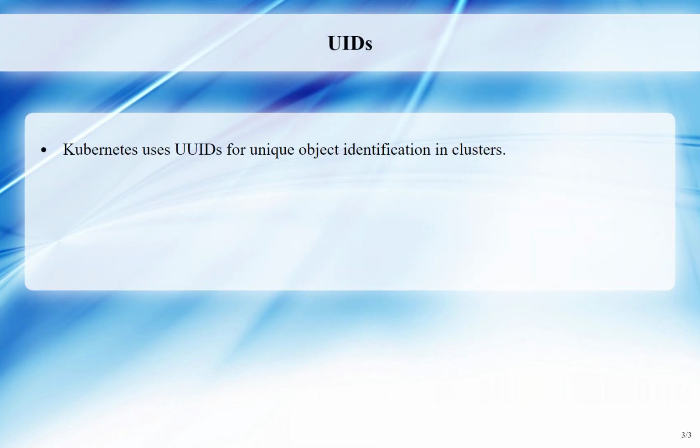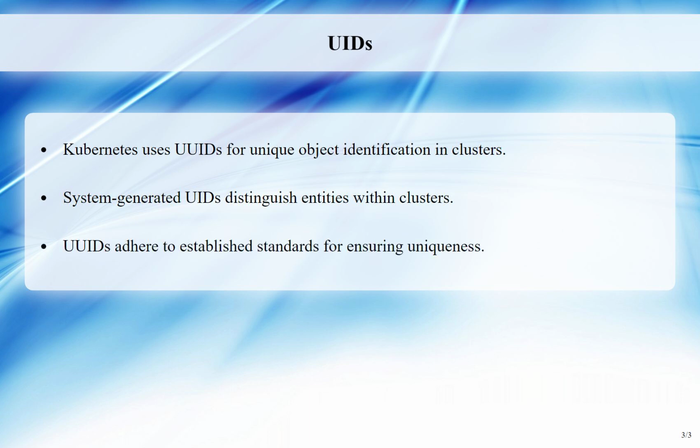Kubernetes uses universally unique identifiers, UUIDs, to uniquely identify objects created in a cluster. These UIDs are generated by the system and are intended to distinguish between different occurrences of similar entities throughout the cluster's lifetime. UIDs follow the ISO IEC 9834-8 and ITU-T X.667 standards for uniqueness.